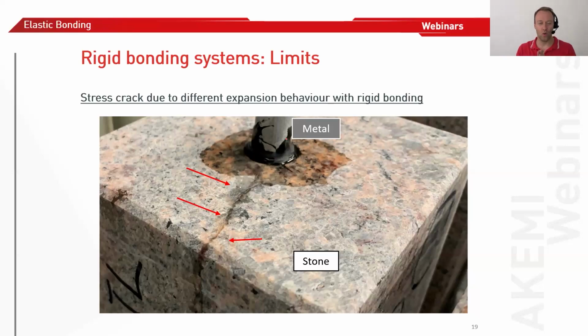So when you bond these two different materials together, you will have their expansion behavior and tensions. In this case, you have a metal here glued, I think with a very rigid system, for example an epoxy system, into a natural stone block. The steel wants to expand, and the glue is so hard and rigid that it will transfer the expansion of the steel one-to-one to the granite.